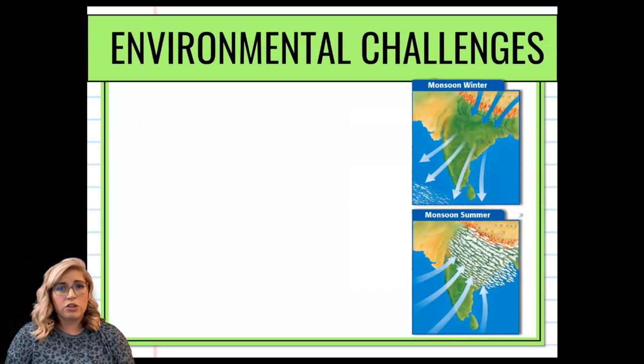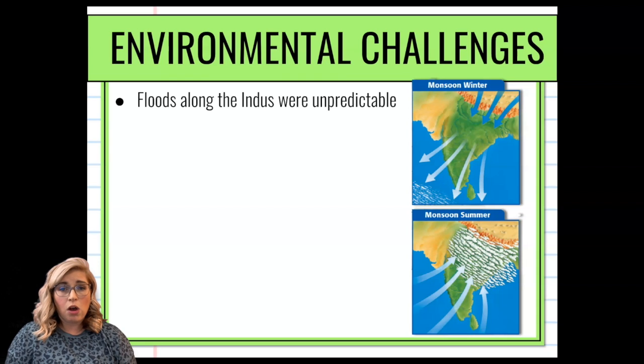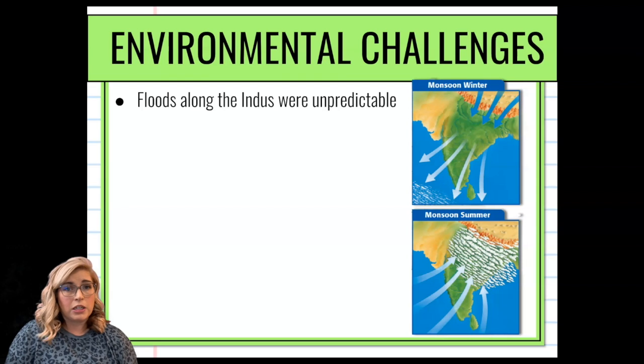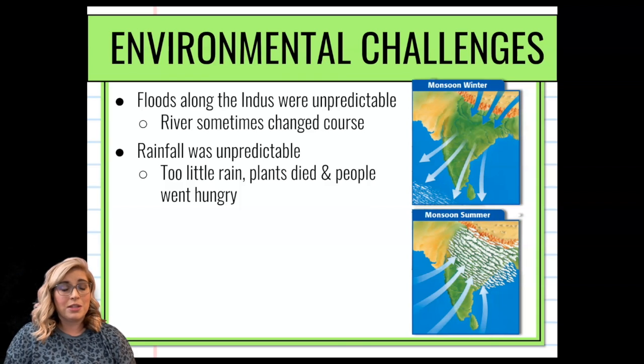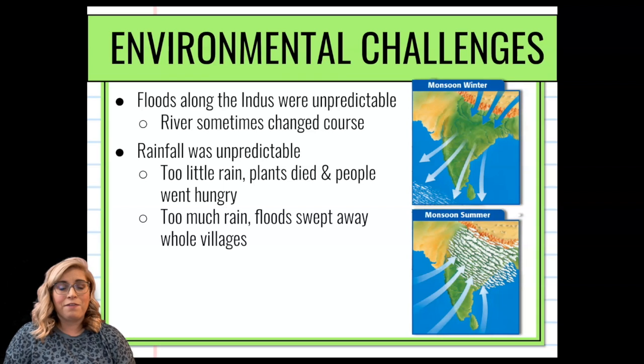So some of our environmental challenges, again, this is a theme that we've talked about both in Egypt and Mesopotamia. Floods along the Indus are happening, just like in Egypt and Mesopotamia, but they again are unpredictable, just like we saw before. Sometimes the rivers could actually change course. Isn't that fun? Just have it change course on you. Rainfall was also unpredictable with those monsoons. If we had too little rain, the plants are going to die out and people are going to go hungry, just like we saw in our other cultures. If we've got too much rain, again, the flip side of that problem, it's going to devastate the property, might wipe out an entire village. So unpredictability is not so good. We don't like that in these times.